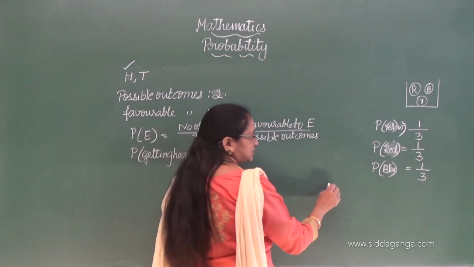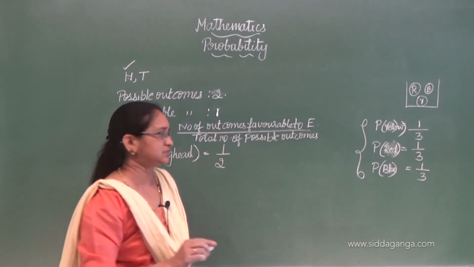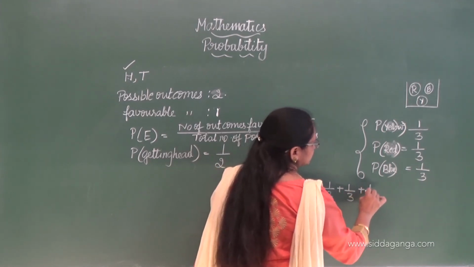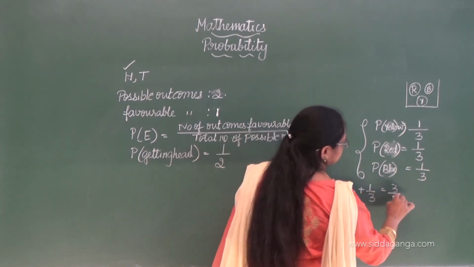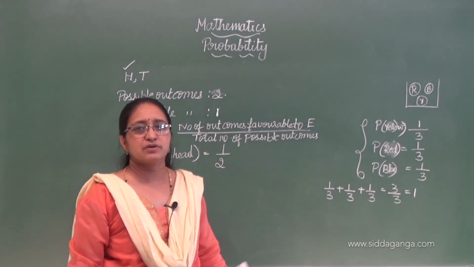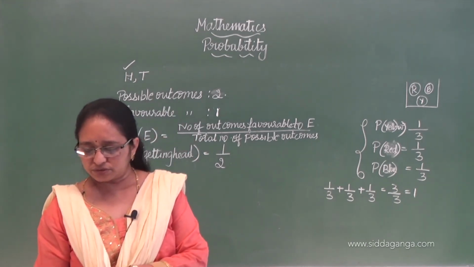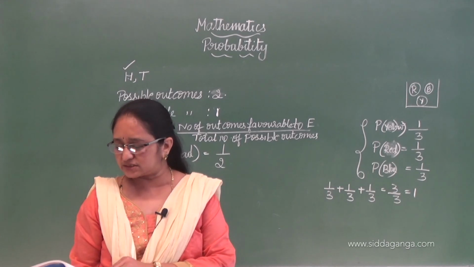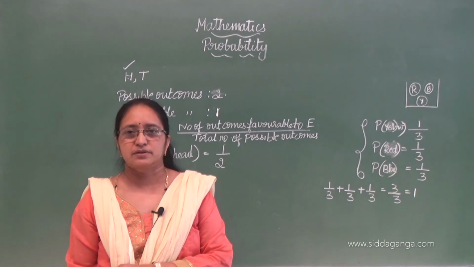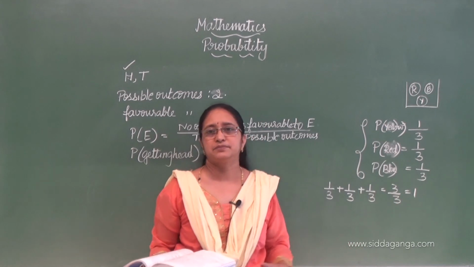And as I told you, when you add all the events, you will get 1. See, 1 by 3 plus 1 by 3 plus 1 by 3 is equal to 3 by 3, which is equal to 1. The sum of all possibilities is equal to 1. Just I had told you this: the sum of the probabilities of all elementary events of the experiment is 1.